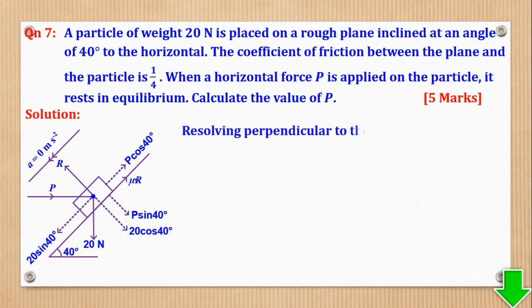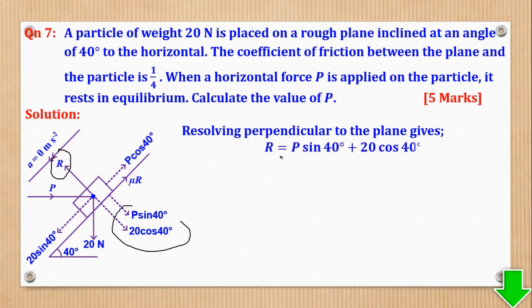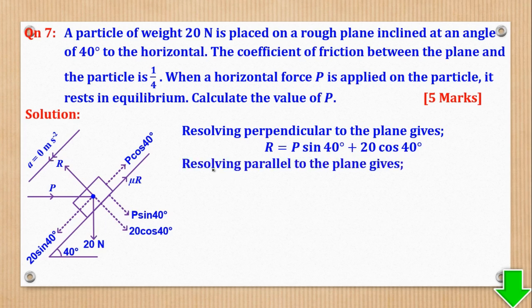To get the value of P, we must resolve both perpendicular to the plane and parallel to the plane. If we start by resolving perpendicular to the plane, this one will be equal to these two. So you come and say that R is equal to P sin 40 degrees plus 20 cos 40 degrees. Then after that, we shall also resolve parallel to the plane. So parallel to the plane means this is equal to this. So you come and write that this will be equal to this.